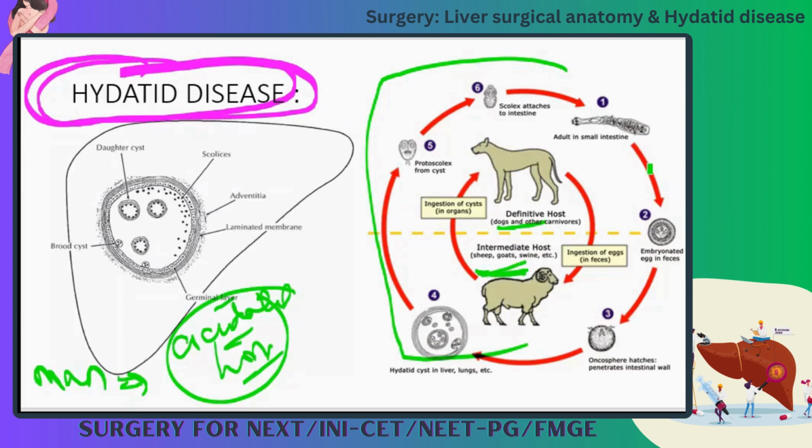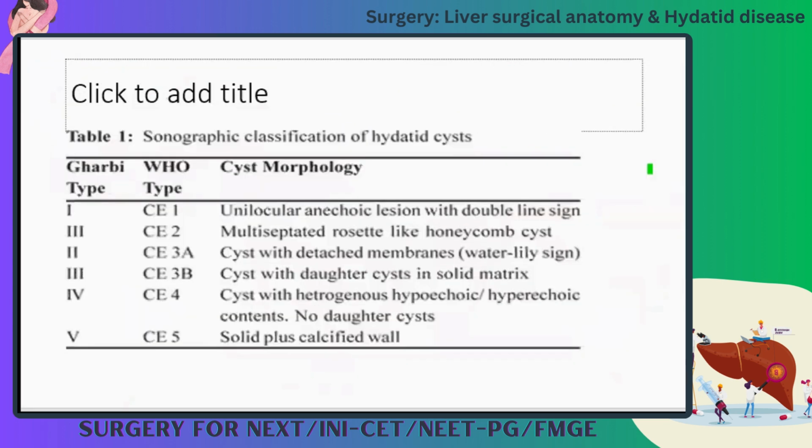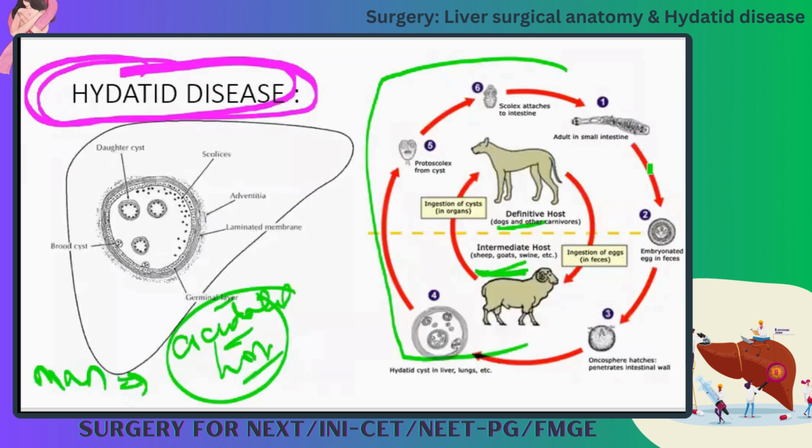So it means no human to human transmission, right? No. See, man is an accidental host. That means if he ingests food material contaminated with the feces of these animals, then only will he get infected. Direct man-to-man transmission will not be there.